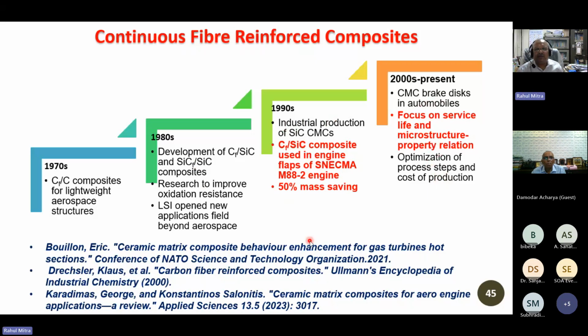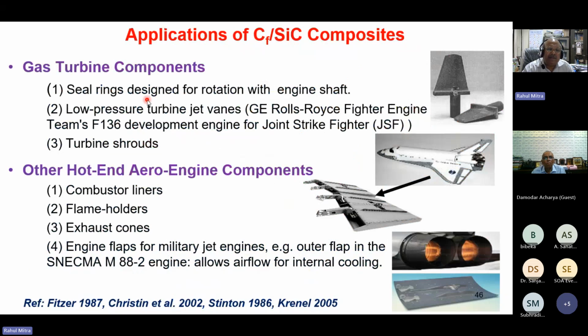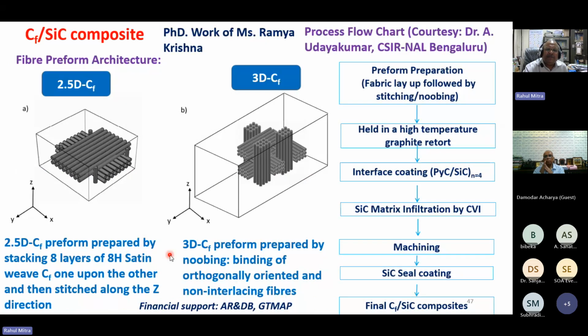And so these are the specific applications: gas turbine components like seal rings designed for rotation engine shaft, low pressure turbine jet vents, turbine shrouds, and then nozzle flaps, combustor liners, flame holders, exhaust cones, engine flaps for military jet engines. So this was the application for which we had an ARDB project. Actually, this was what we intended to do. The application temperature was 1250 degrees centigrade, according to GTI.